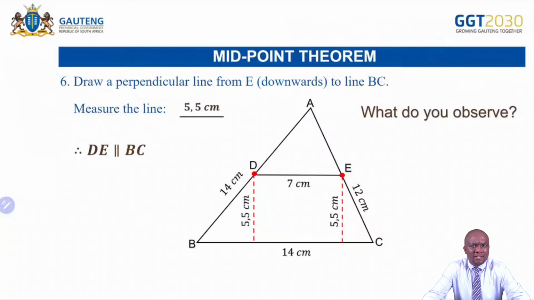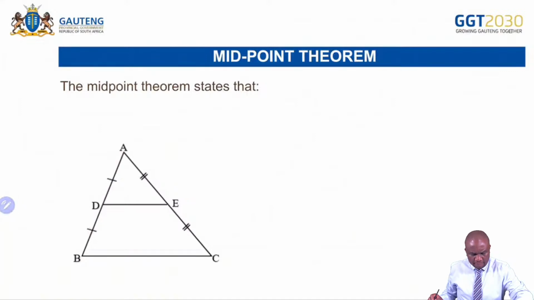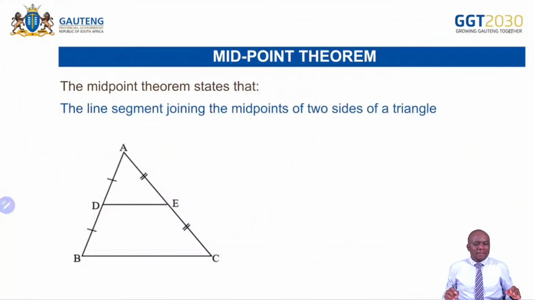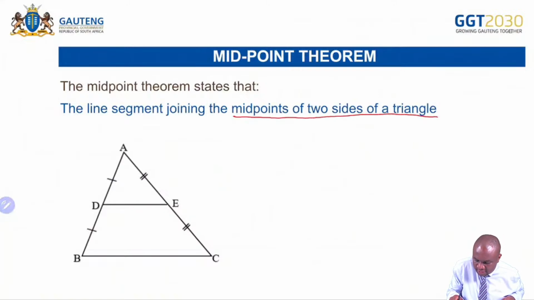Okay? Right. Let's write it down now. Okay. The midpoint theorem states that. The midpoint theorem states that, okay? The line segment joining the midpoints of 2 sides of a triangle. We're going to take our time on this because this lesson is basically for this. Okay? I want you to understand this part.